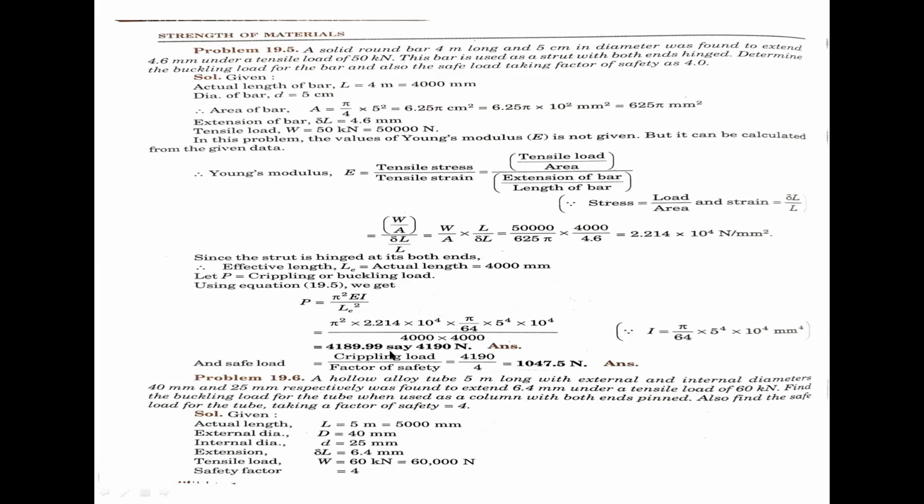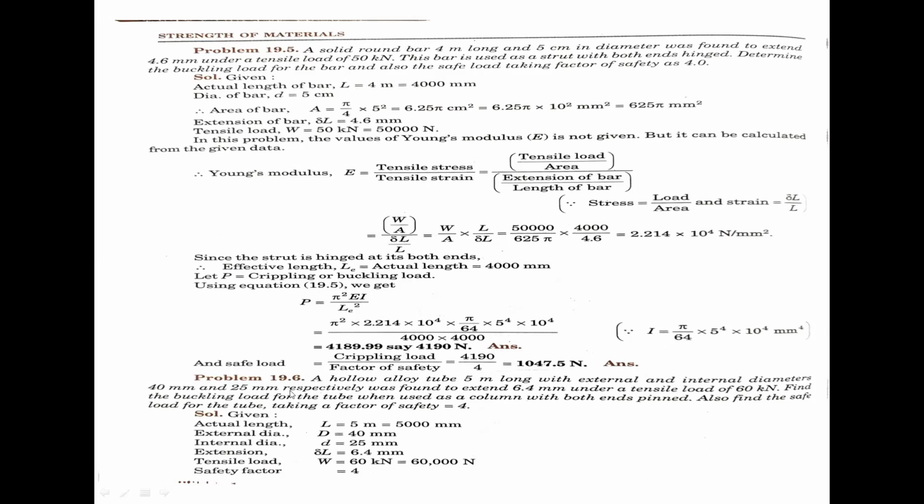Column condition: I have given both ends are hinged. That means Le equals L, so you have to take Le equals 4000 mm. Finally, L by Le square, 4000 into 4000. Moment of inertia for a circular section is pi by 64 into d to the power 4. You have to convert mm to the power 4 into 10 to the power 4. Finally, I substitute this I value. Now, for the safe load, we have to divide the buckling load by the factor of safety. Now 4190 divided by 4 equals 1047.5 newtons.